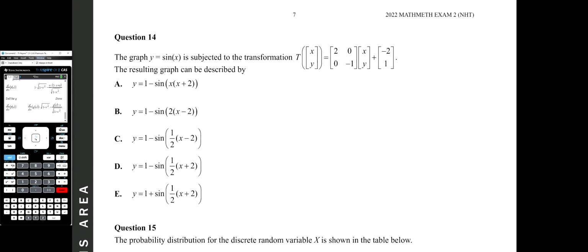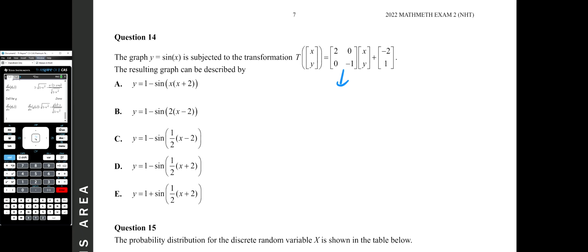So moving on to question 14. The graph y equals sine x is subject to the transformation given by that matrix. The resulting graph can be described by. Because this is a simple matrix transformation question, it's probably not as efficient to multiply out the matrix. I'd recommend just simply identifying the transformations.